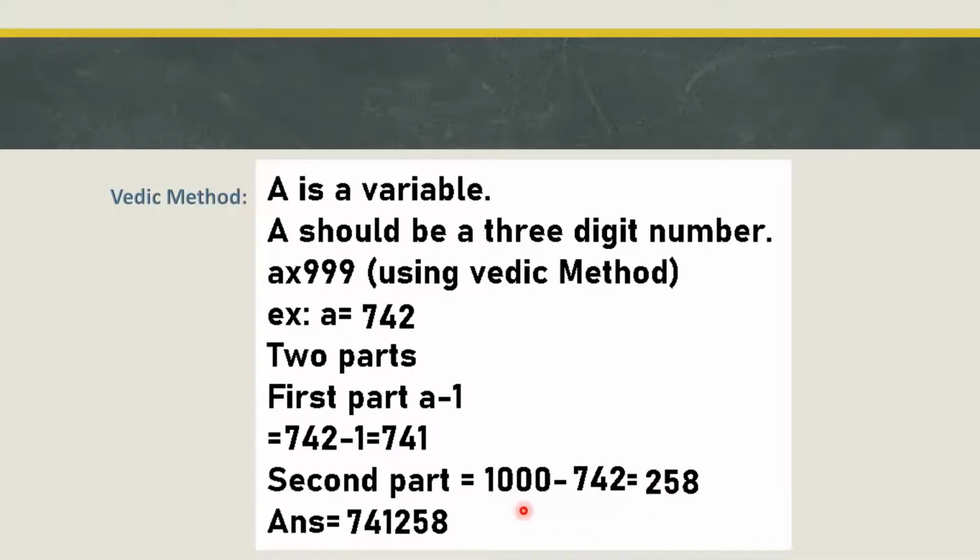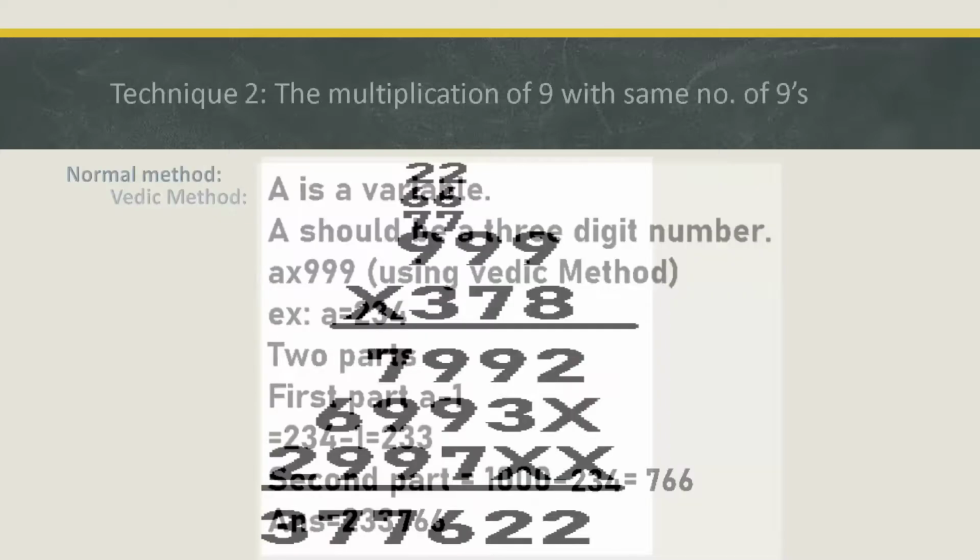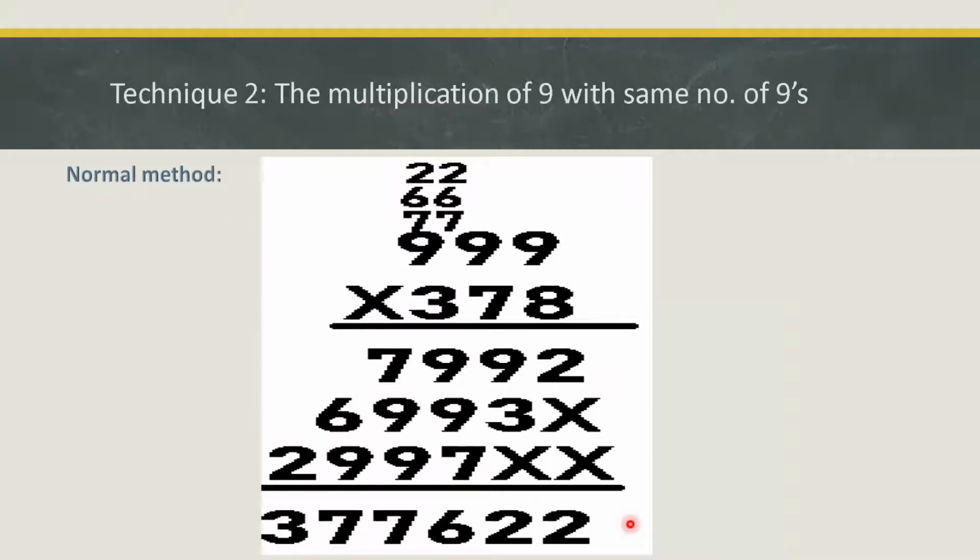Now how to do 1000 minus 742? In the previous lecture, I said that the last 0 should be taken as 10. 10 minus 2 is 8. 9 minus 4 is 5. And 9 minus 7 is 2. 258. So 741, 258. This is the answer we get. This technique can be done very quickly compared to the normal method.